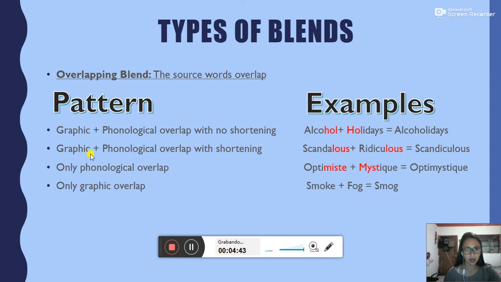And the other pattern is only phonological overlap. For example, optimist plus mystique is only phonological, this part. And the result is optimistic. And the last pattern is only graphic overlap. For example, smoke plus fog results in smog.